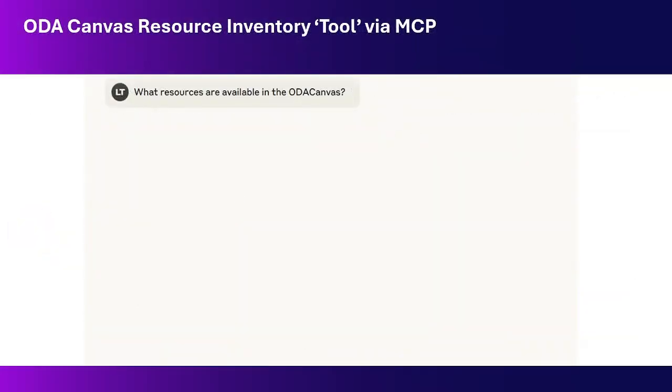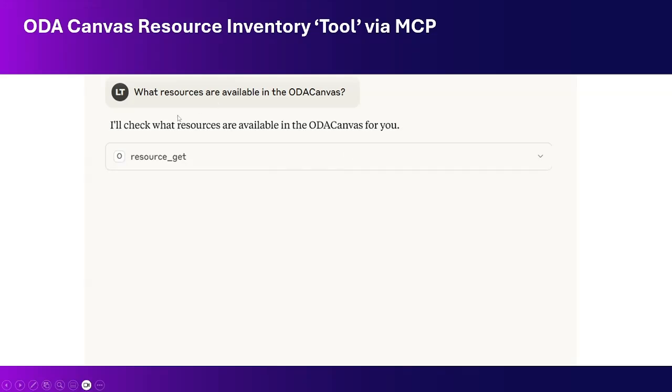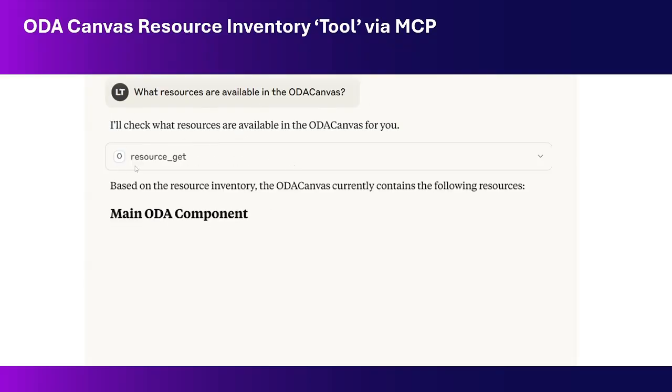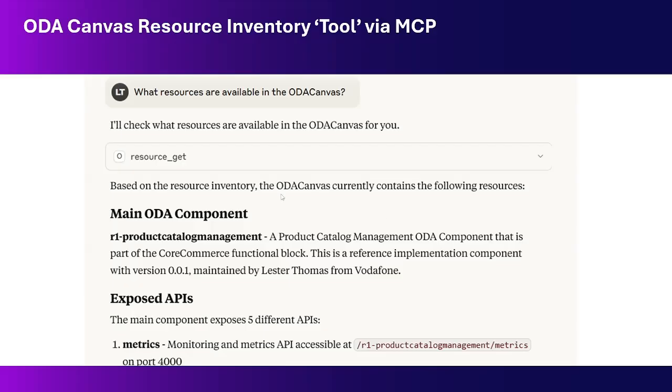And I've got a practical example of using Claude Desktop as an external AI agent. So this Claude Desktop can integrate to the Canvas using the MCP server as a tool. So the Canvas can appear as a tool. And then you can ask questions in natural language. So I can ask questions like, what resources are available in the ODA Canvas? So this queries a live Canvas implementation where I really deployed these components. And you can see that when I ask this question, it's calling this MCP resource get service to get details of resources, and then it's answering in natural language.